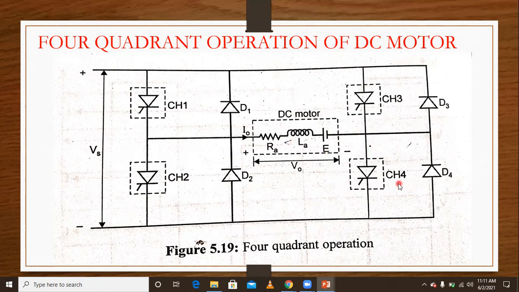When chopper CH4 is operated, the remaining devices are turned off, which means CH1, CH2, CH3 are turned off and only chopper CH4 is turned on. That means the armature current is the same. Armature current is the same in fourth quadrant operation. Am I right or no? So that's why the armature current is the same.